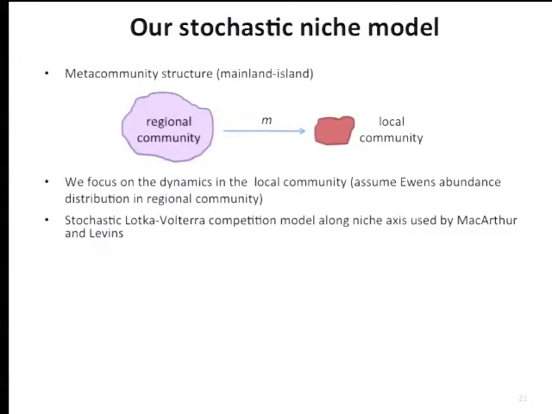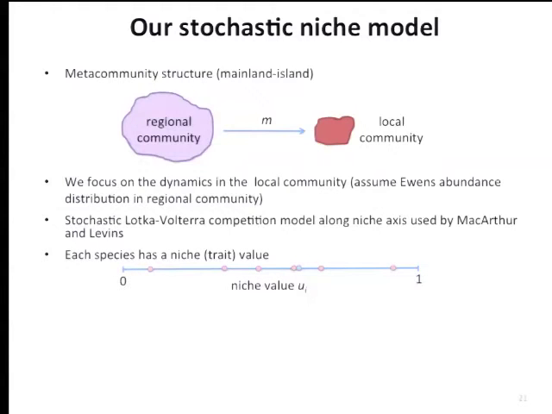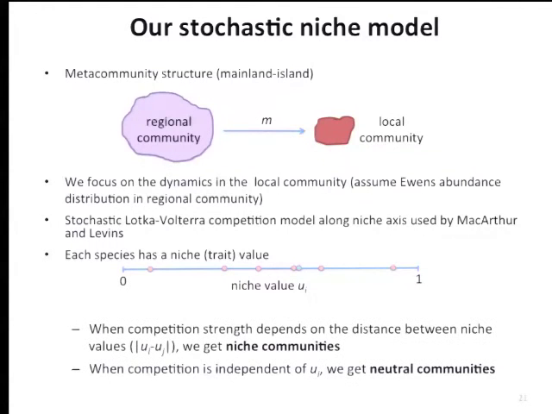And in the local community, we model those niche dynamics using a stochastic Lotka-Volterra model of competition along a niche axis, just like what MacArthur and Levins looked at for limiting similarity. So just reminding you that each species has a niche value reflecting, at least in some interpretations of the model, the center of their resource utilization. When the competition strength depends on the distance between species in these niche values, we get niche communities. And we study neutral communities specifically by just assuming competition is independent of distance.